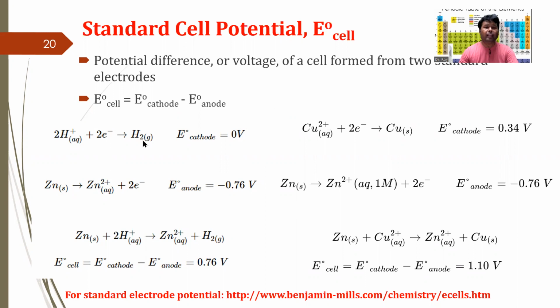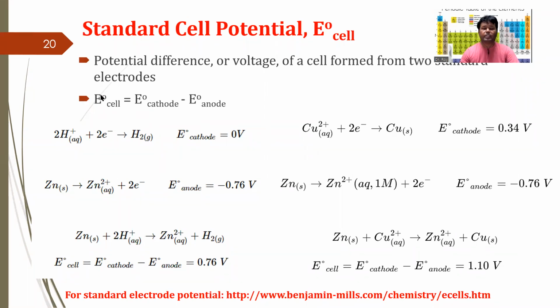So if we have a cell, that means we have made a cell out of 2 half cells. Then we will have the cell potential, E naught cell. We will consider E naught cell equal to E naught cathode minus E naught anode. That means the reduction potential at cathode minus the reduction potential at anode.